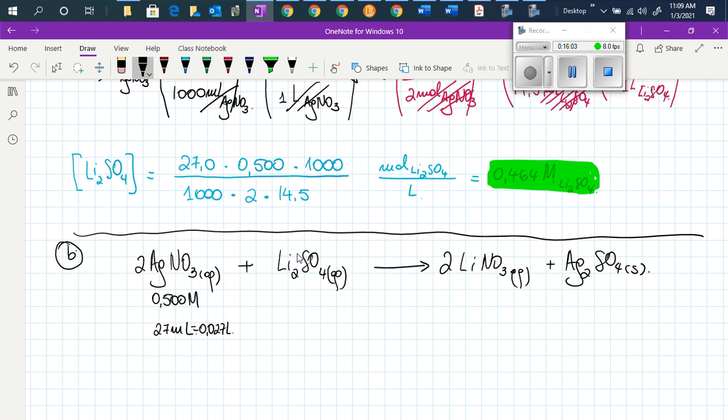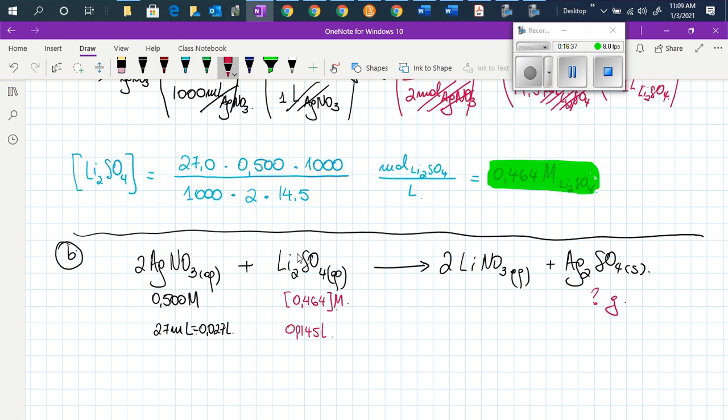And then what is given here is that the volume is 0.10145 liters, and what we found is that the concentration is 0.464 molarity. And we are looking for grams of silver nitrate.